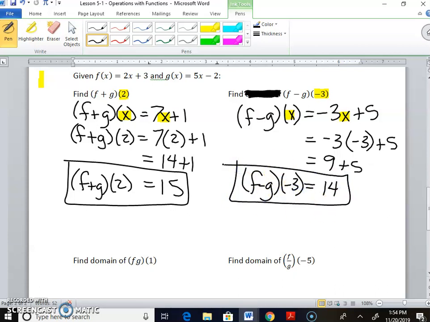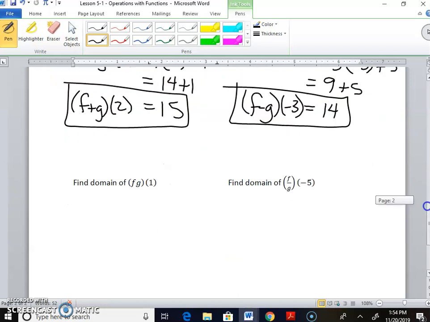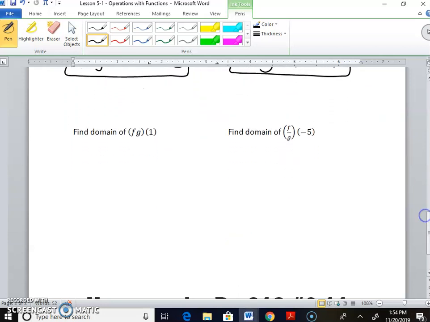Okay, so again, I know I'm going kind of quick on this, guys, but if we have a number in here, that just means we plug that number in for the x. Number in here, I plug that number in for my x. So nothing tricky. It's all stuff that you guys have done before back on our first test.